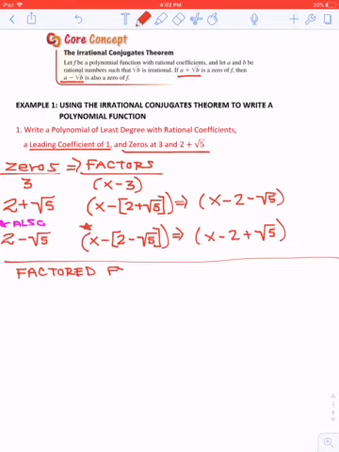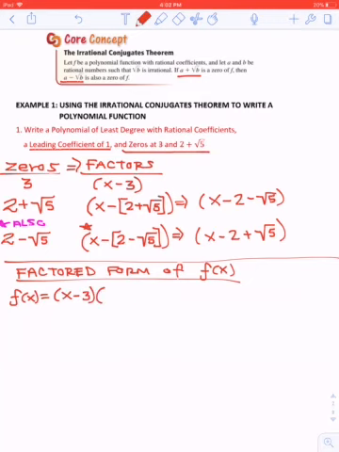So, factored form of a function: f of x equals (x minus 3) times (x minus 2 minus root 5) times (x minus 2 plus root 5). If I need to write a polynomial of least degree, it's a fancy way of saying I would like you to have this simplified all the way into standard form.